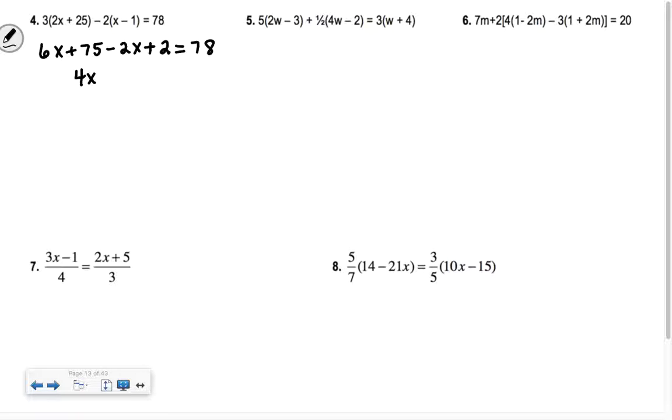So we combine our like terms. 6x minus 2x is 4x plus 77 equals 78. Now we're simplified on both sides. Subtract the 77. You don't have to show that step. We get 4x is equal to 1. So our answer is x equals 1/4.